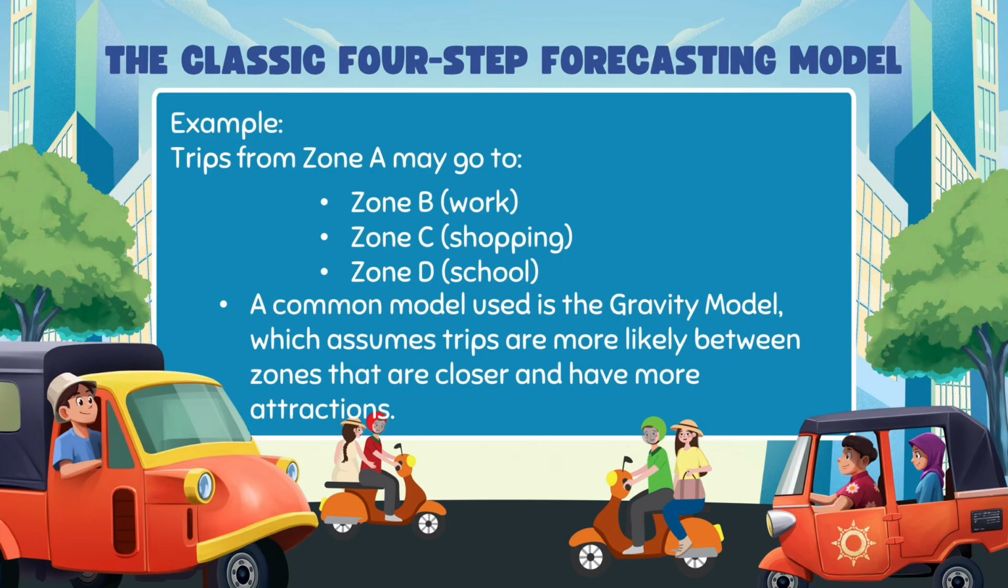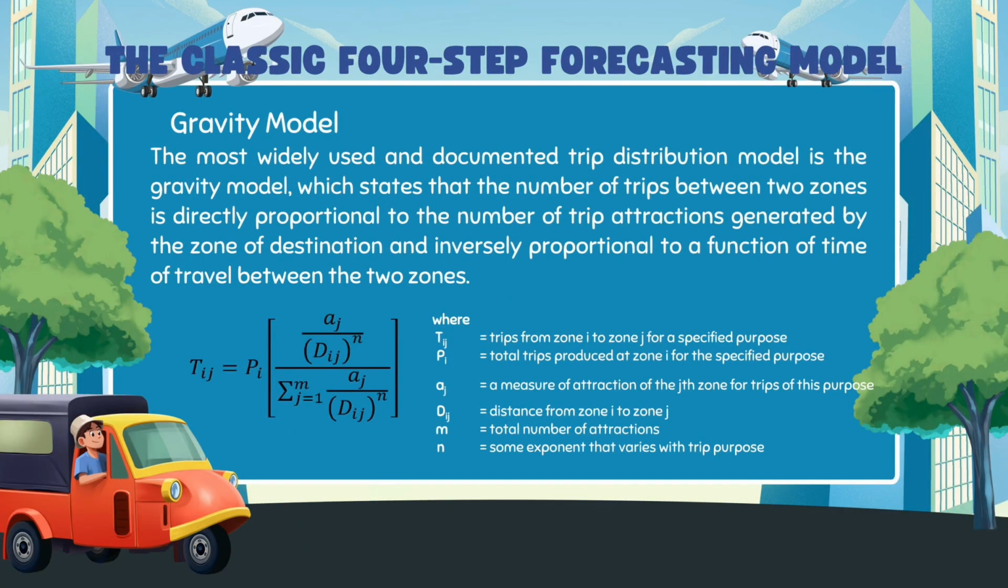A common model used is the gravity model, which assumes trips are more likely between zones that are closer and have more attraction. The gravity model is the second step in the four-step transportation forecasting model. It is the most widely used and documented trip distribution model, and it is inspired by Newton's law of universal gravitation. But instead of planets, it deals with people and locations.